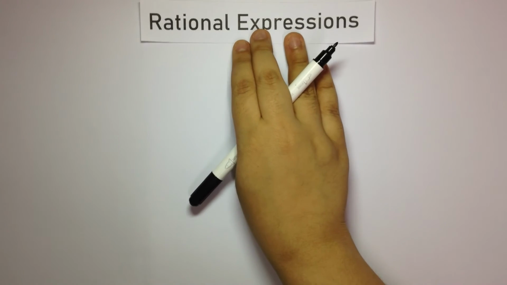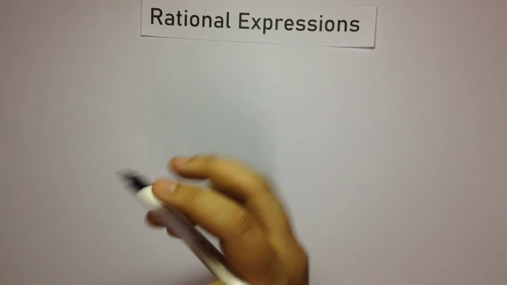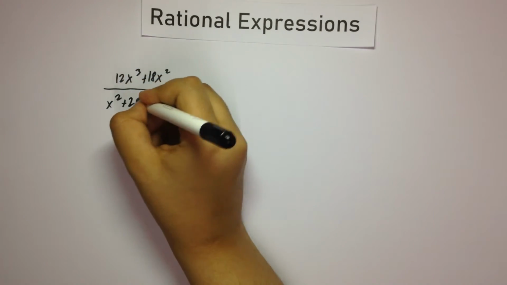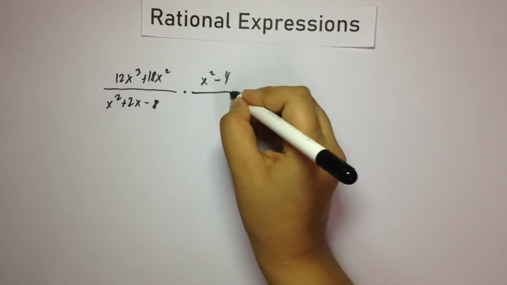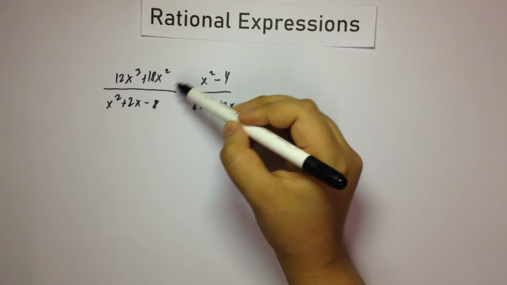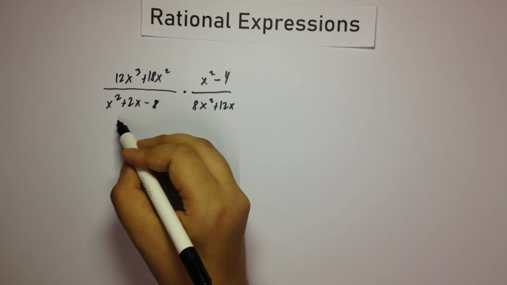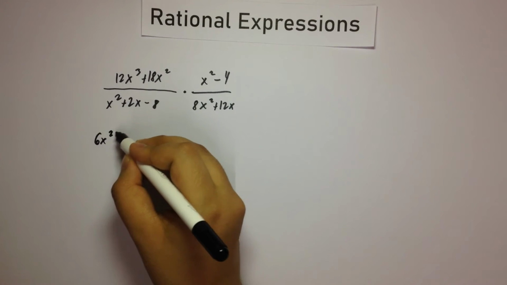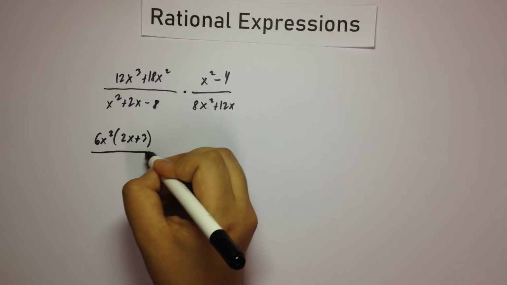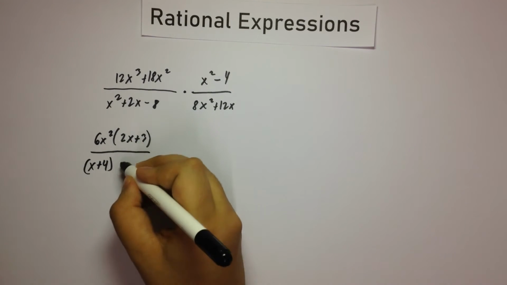So now let's move on to multiplication and division of rational expressions. So for my first example, it will be 2x cubed plus 18x squared over x squared plus 2x minus 8 multiplied by x squared minus 4 over 8x squared plus 12x. So as you can see here, all of the polynomials in these rational expressions can be factored out. Over here, we can factor out 6x squared, which leaves 2x plus 3. And in its denominator, this can be factored out into x plus 4 and x minus 2.